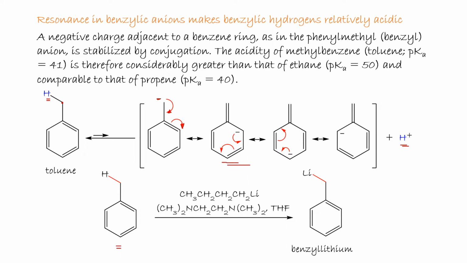So toluene reacts with N-butyl lithium and tetrahydrofuran to form benzyl lithium. Very easy.